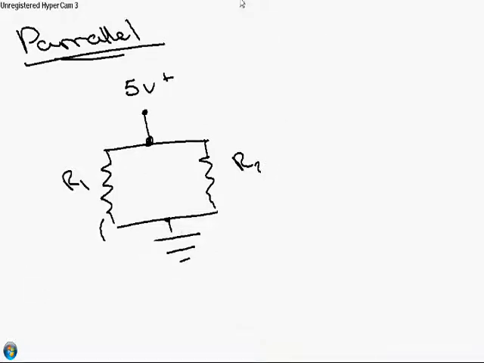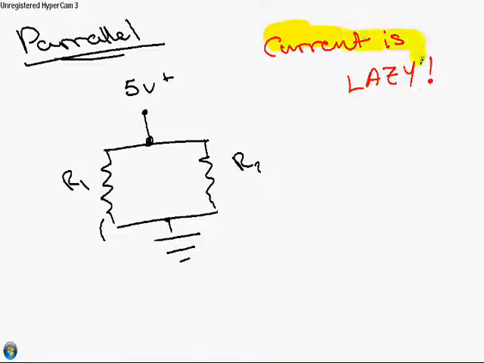Now, I should make a note that, this is a good thing to remember, current is lazy. Now, I'm sure you've all heard that electricity takes the path of least resistance. That is true, but there is an addendum. Proportionally, electricity takes the path of least resistance, meaning that depending on what the resistance is, most of it's going to go some way, and then the rest is going to go the other way.